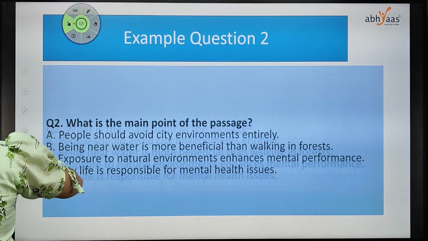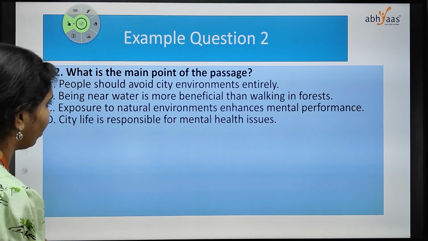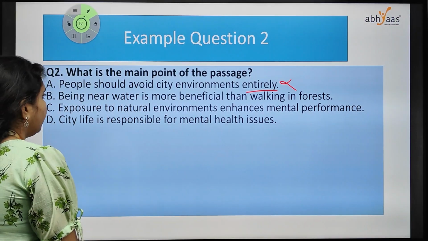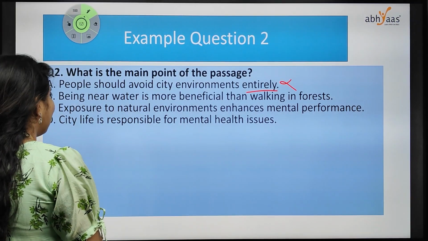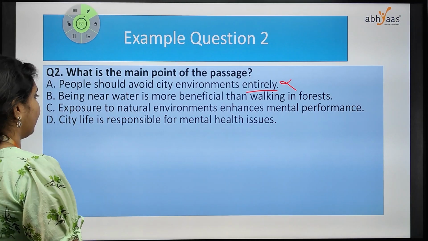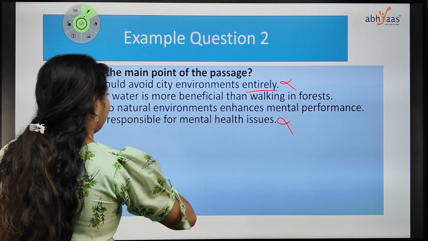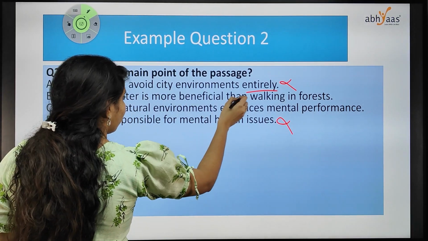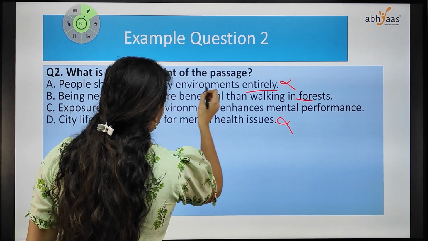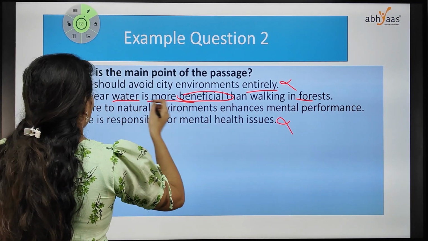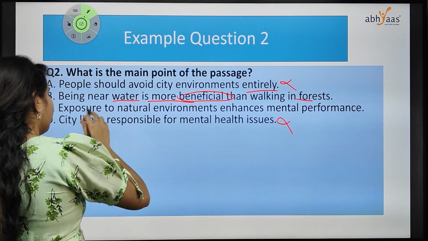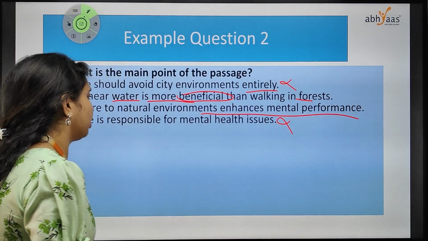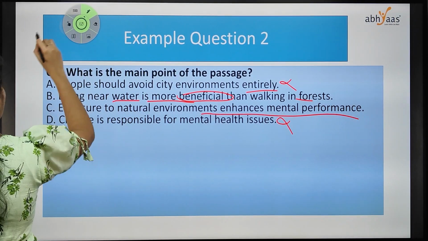Let's see what the options are. People should avoid city environments entirely. No, that is too extreme. Whenever you find such things, it's too extreme. Being near water is more beneficial than walking in a forest. Exposure to natural environments enhances mental performance. City life is responsible for mental decline. These two are completely irrelevant. Being near water is more beneficial than walking in a forest: no, even though these aspects are discussed, there is no comparison between being near water and walking in a forest. But look at C. Exposure to natural environments enhances mental performance. That's what is being discussed in the passage, right? So C would be your answer.